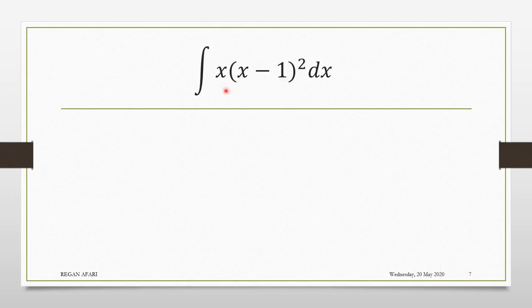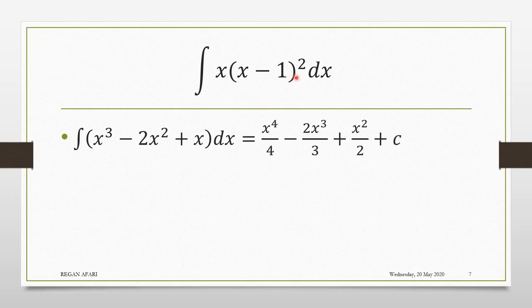How about this? Yes, it would be nice for you to expand this as well, okay? So that is what we will do. So when we expand this, first expand this bracket, okay? And the answer you will get, multiply each by x. So this is what you should get, x cubed minus 2x squared plus x.